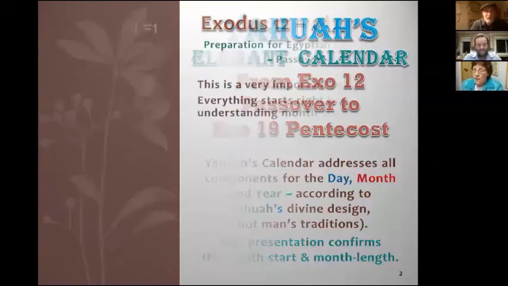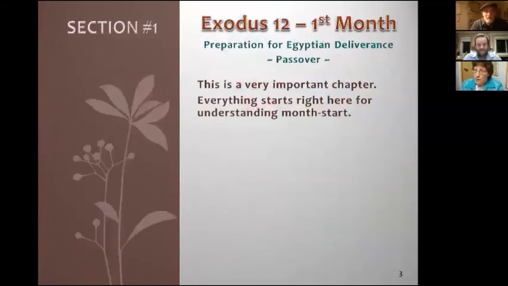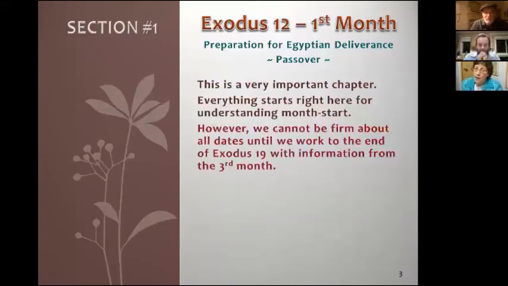Okay. So we're going to start off in Exodus chapter 12, and it is the first month of the year. This is where we have the preparation for the Egyptian deliverance, especially Passover night. It's an extremely important chapter, and everything starts right here for understanding month start when we look at some of the other studies as well. We are not going to be absolutely firm right at the beginning of the study that the dates that we have set for Passover and first fruits and the quail and the manna are absolutely correct. That's going to be up to Pentecost to show us when we get to the very end. Then we can work backwards and we'll find out if it's correct or not.